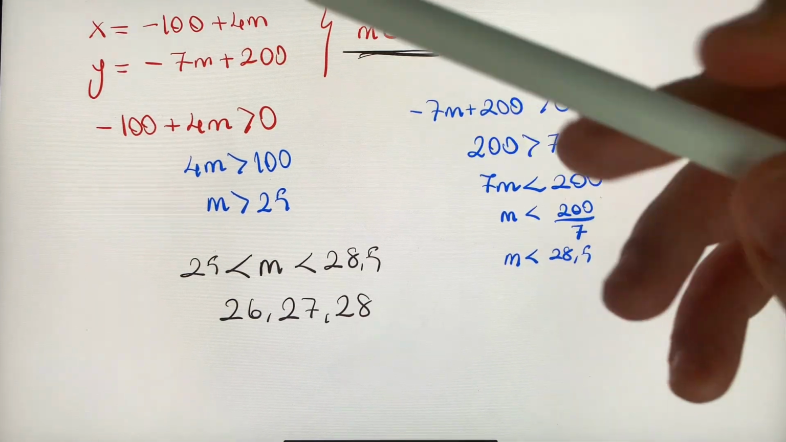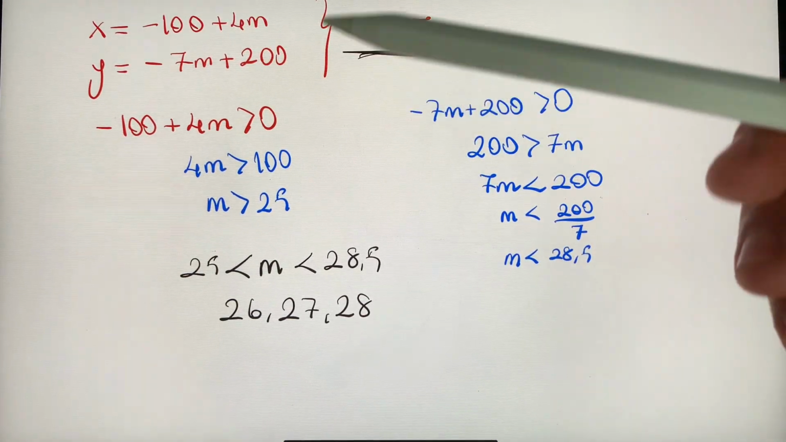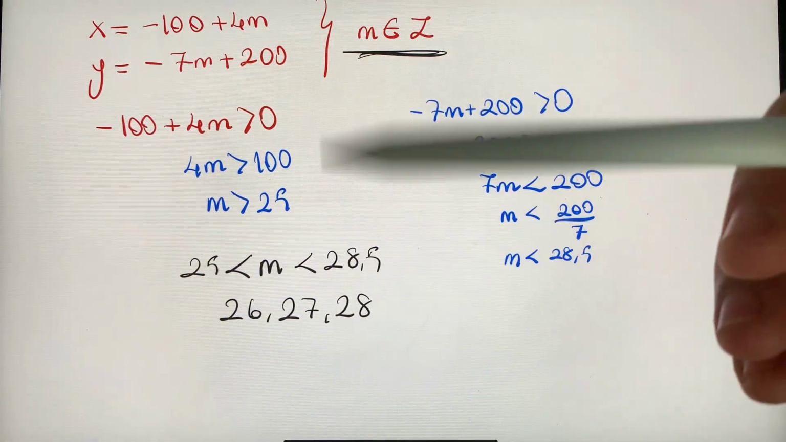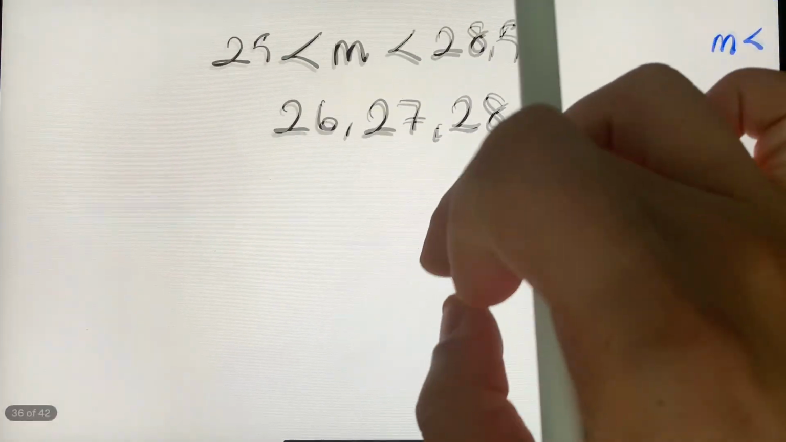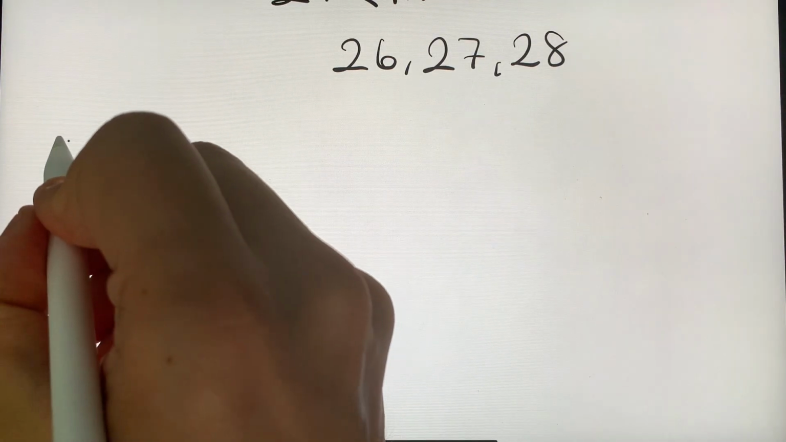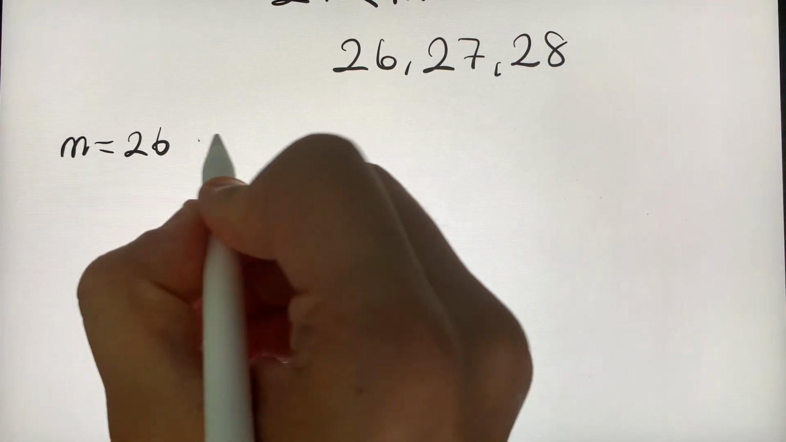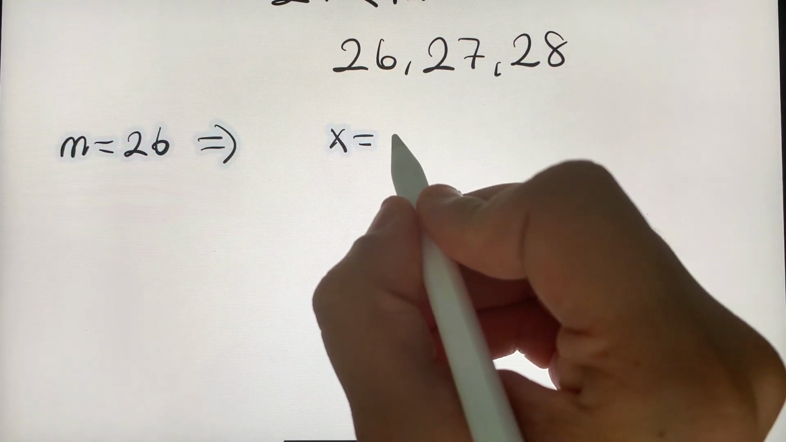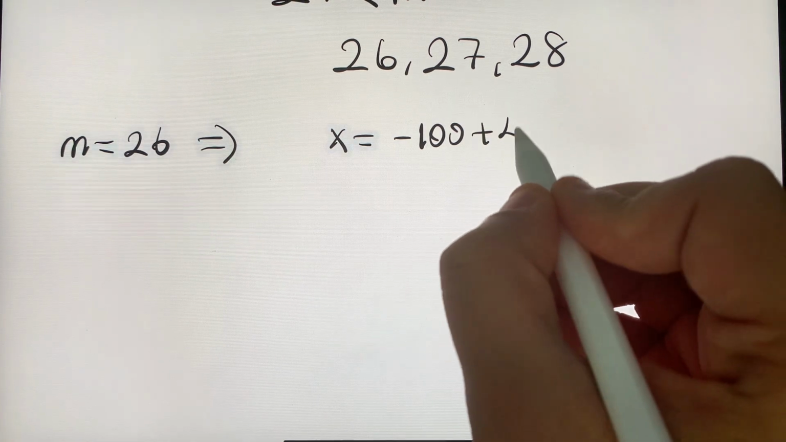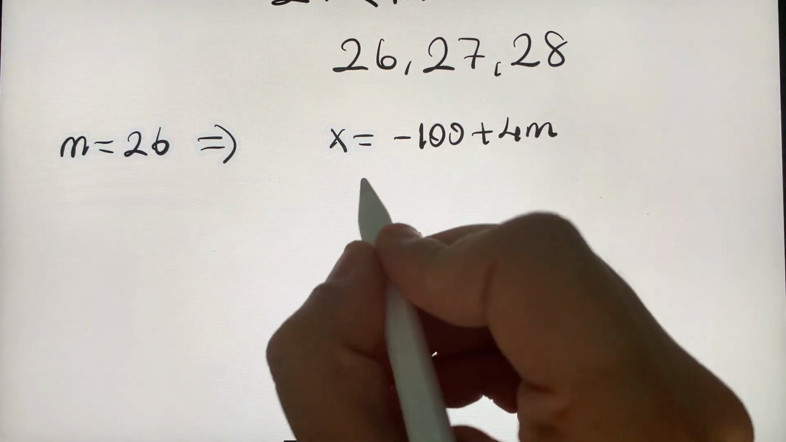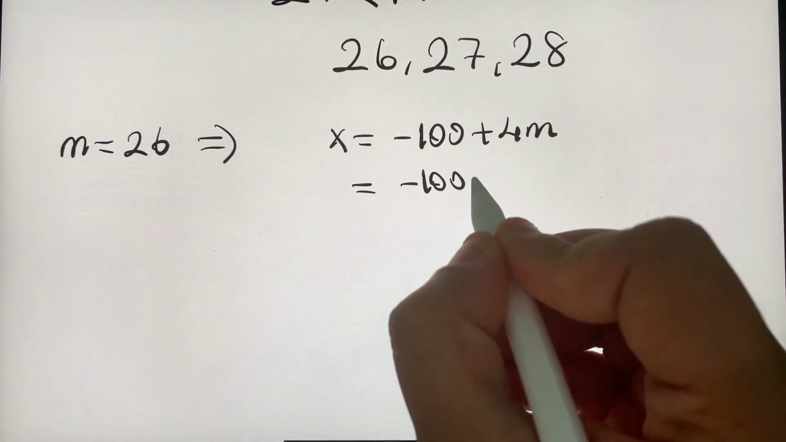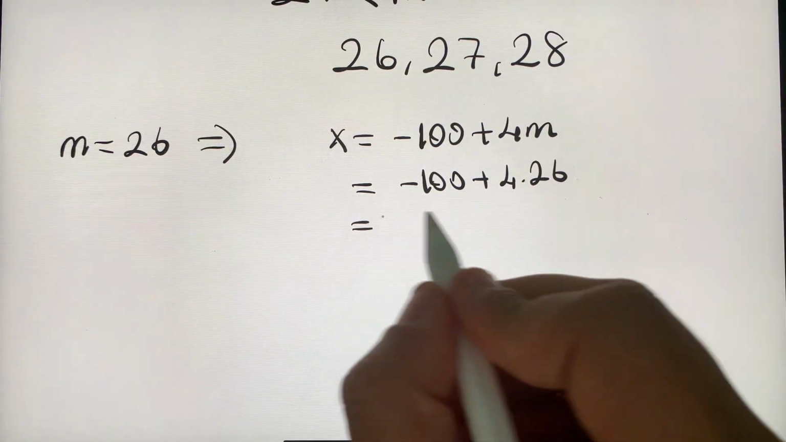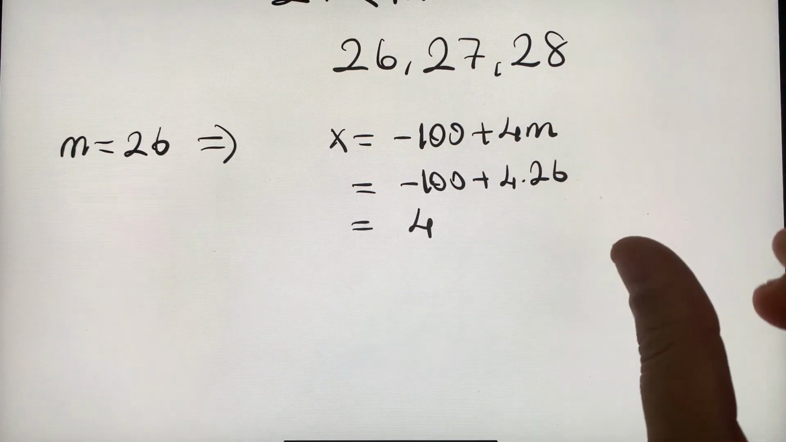What should I do now? I know the equations of x and y. For the values 26, 27, and 28 of m, I need to calculate the x and y values. Then let's start. m is equal to 26. What was the equation for x? Minus 100 plus 4 times m. I write 26 where I see m: minus 100 plus 4 times 26. If I add a little more, I got 4 from here.